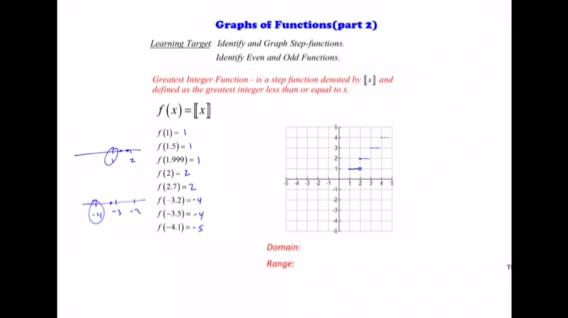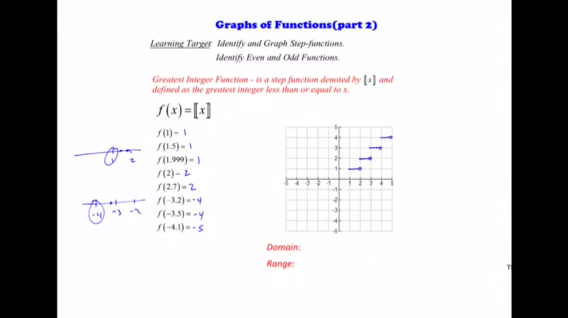So you have an open circle at 2, 1, and then at 2, 2, you actually have the value. Same thing. At 2, 2, there's a point, but then at 3, it's not at 3, 2, it's at 3, 3. And so you're always going to have this open circle where that next step is going to occur. And there's your greatest integer function.